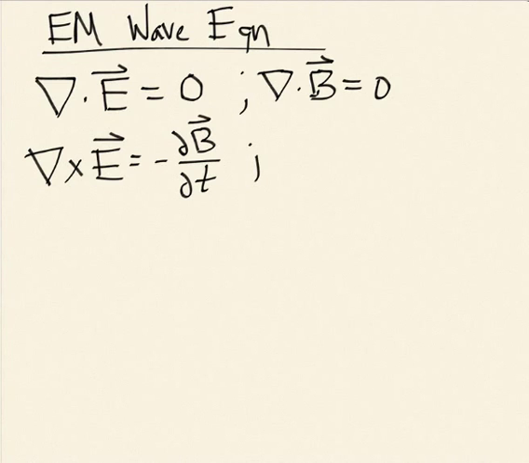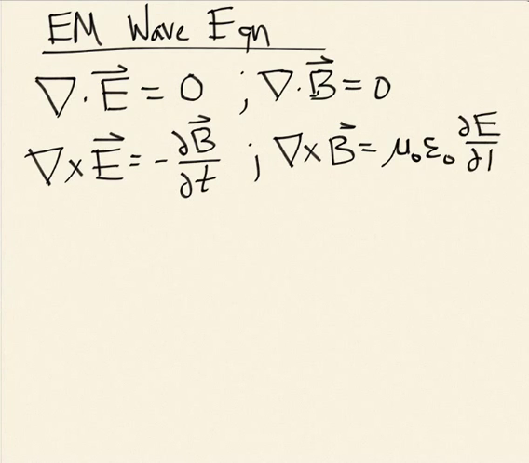And then I have an equivalent Ampere's law, curl B, and that's going to be due to time-changing magnetic fields, or sorry, electric fields. So I have mu naught epsilon naught times dE dt. Okay, there are our equations.